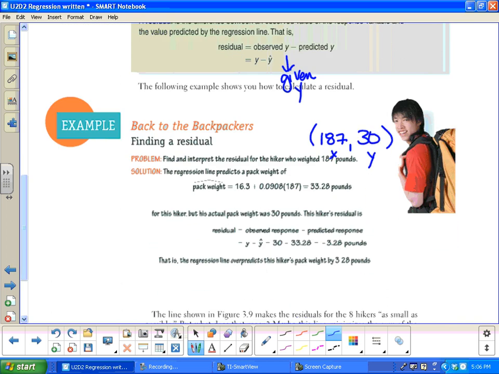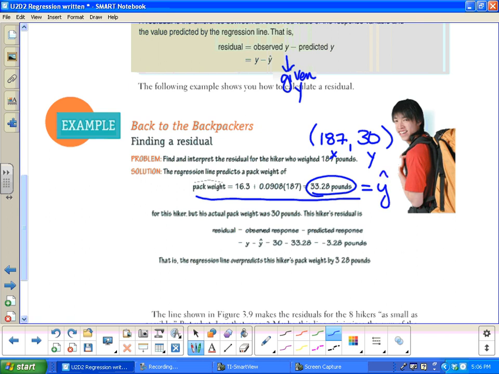Alright, so now I need the prediction value. I need my y hat. I actually have to plug that into my prediction equation and calculate it. And that's what they've done here. Their prediction equation, which they gave to you, was 16.3 plus 0.0908. Multiply that by 187 and you get 33.28 pounds. So here is my y hat.